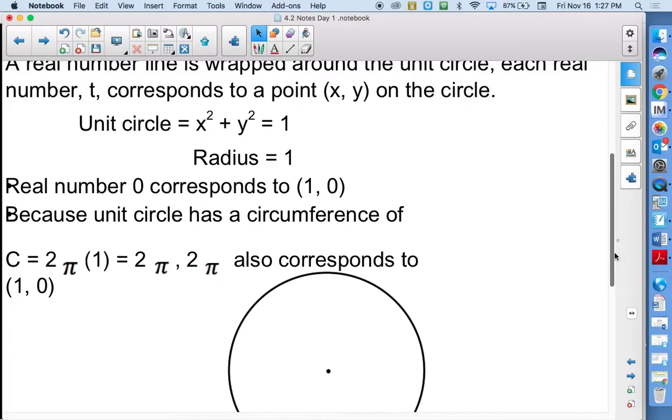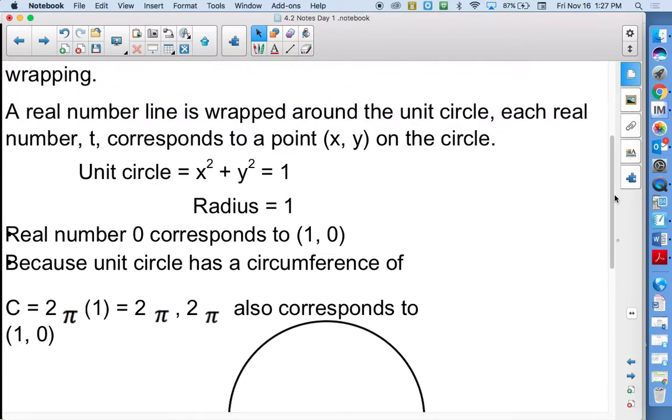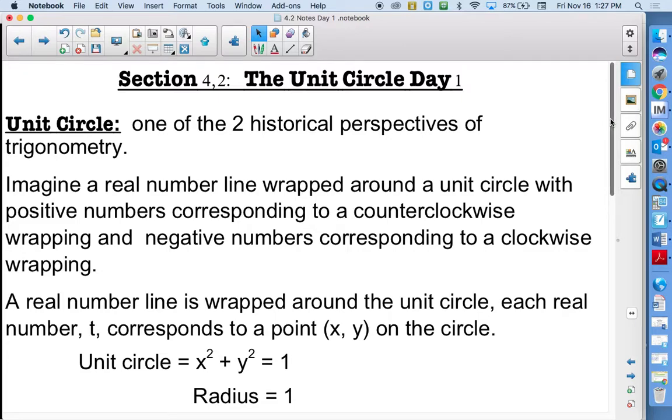So at the top it says the unit circle is one of the two historical perspectives of trig. Either you can think about it in terms of the unit circle, or you can think about it in terms of those two special triangles. Those two special triangles that you had your quiz on yesterday, 30-60-90 and 45-45-90, like all of trig is based off of those. Or 95% of trig is based off of that. Or it's based off of the unit circle, which we actually use the triangles to help us create.